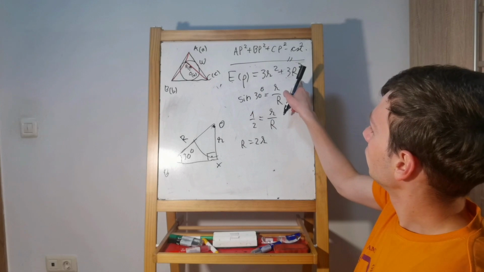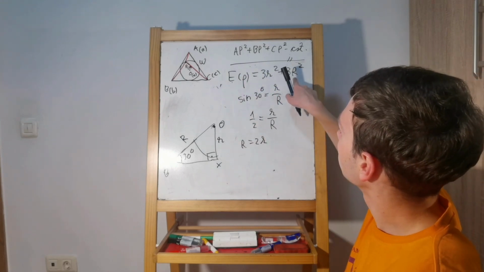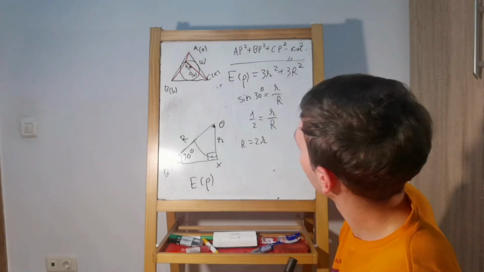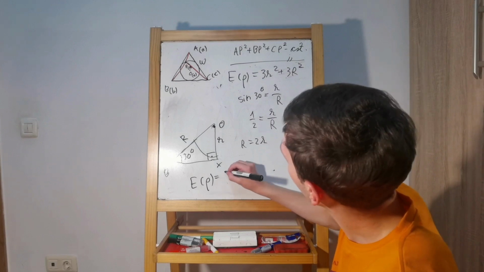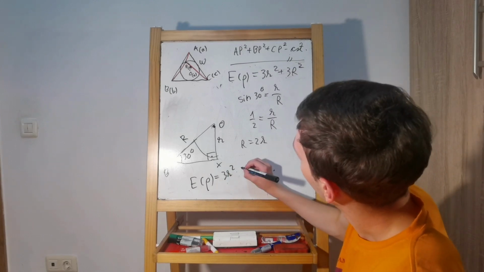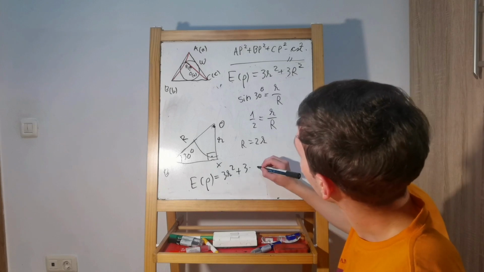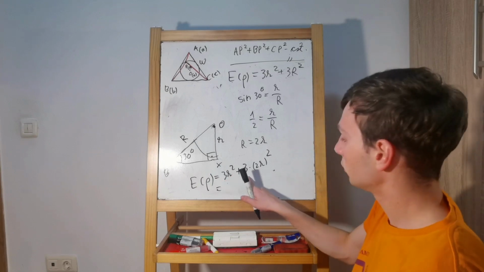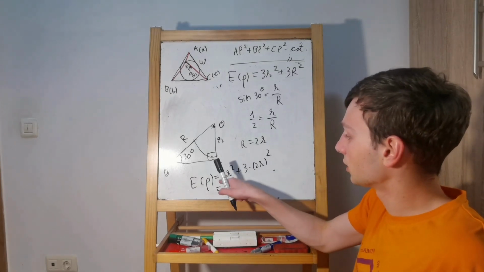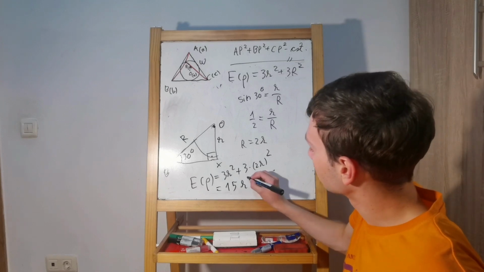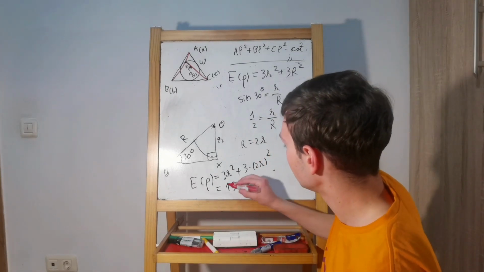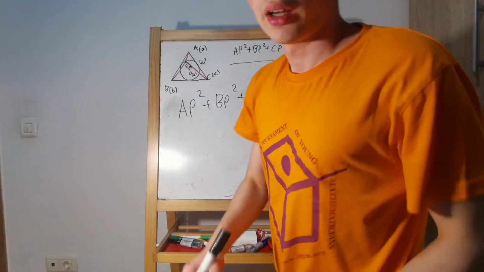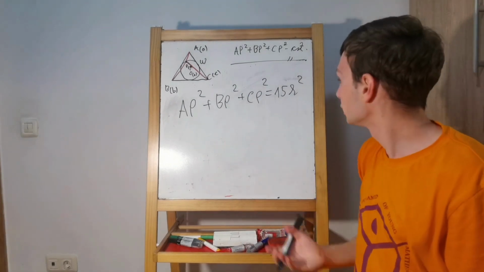And now if we put small r in here, we get that the expression which we're searching for, this sum, is actually equal to 3r squared plus 3 times 2r all squared. And this is going to be 3 times 2 squared is 12, plus 3, 15r squared. So this is the final result. Let me just write it out for you. Alright, so this is the final result.